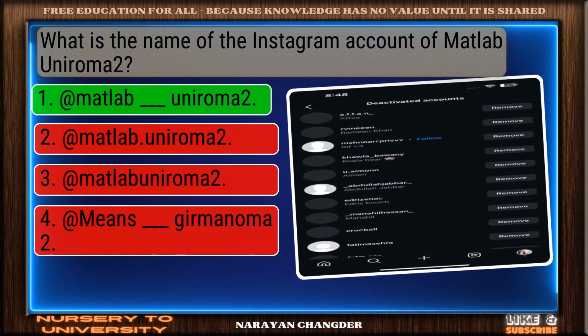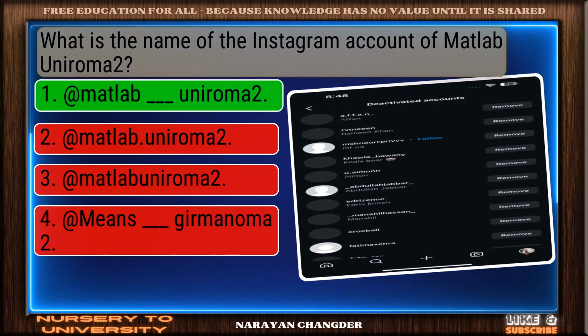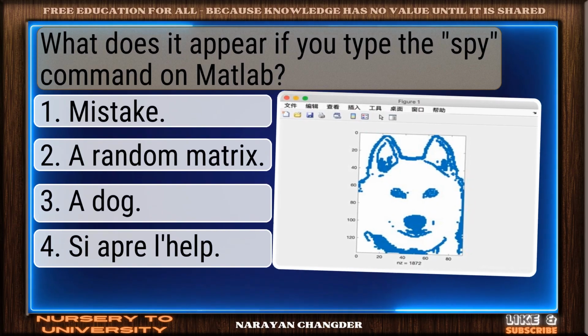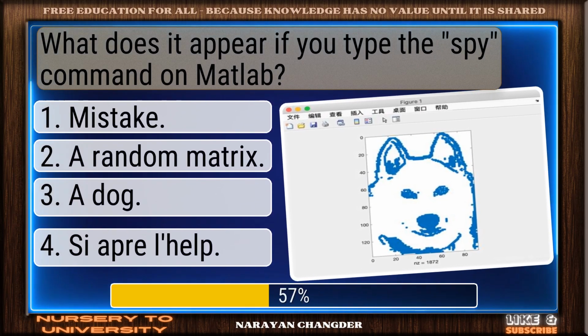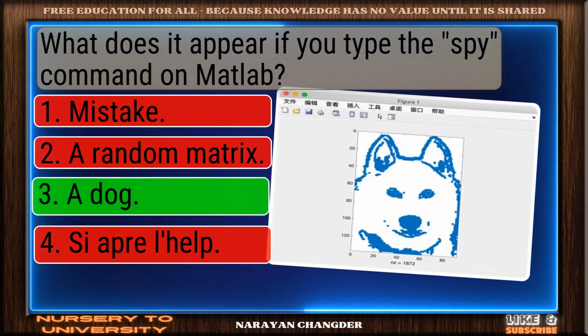Clear logic. Your choice? Matlab-Uniroma 2 is sound and 100% true. Question number 36. What does it appear if you type the SPI command on Matlab? Well reasoned. A dog is the correct choice.